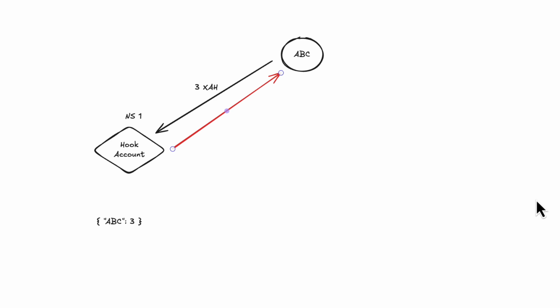So let's get started. This is a hook account with default namespace NS1. Let's assume ABC is another account, which sends 3 Xahau to our hook account. It's an incoming transaction for hook account. Let's put that information in state with account as key and amount as value. What if the hook account sends 5 Xahau to account ABC? It's an outgoing transaction. Let's put that in the state too, with destination account as key and amount as value.